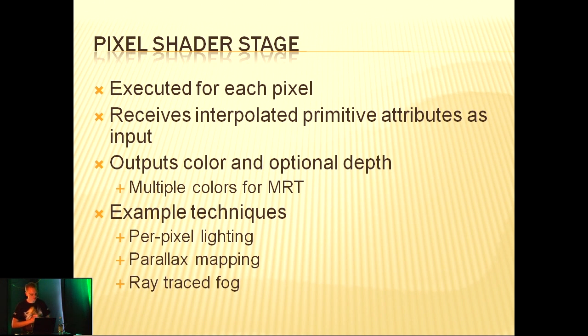Example techniques: per pixel lighting. You can have very complex per pixel lighting and anisotropic lighting using textures as your source. You can do parallax mapping here, so basically tricking the eye into seeing paving, for instance, somewhere on the street. You can do ray traced fog as well, for instance.